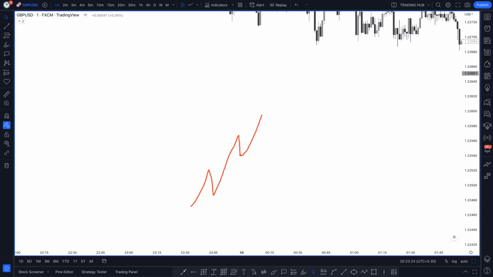Exactly. Actually, these types of things happen when you don't know exactly how to play a correction, like a short term correction move, and how you should play it. So first of all, I would recommend you mark your zone. Mark your zone first. Let me show you exactly.